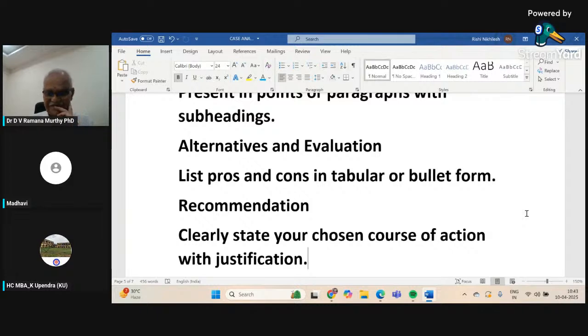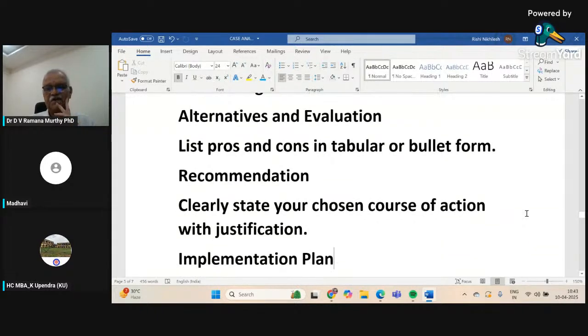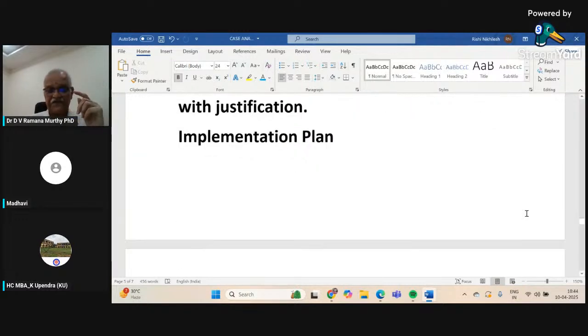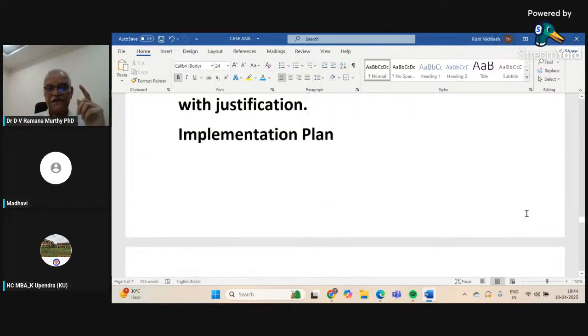That's the recommendation. Clearly state your chosen course of action with justification, mind it, because there are a lot of things involved here in order to implement your decision. The recommendation is not just a recommendation by itself. It is implementable, mind it. It should be feasible. It should be good enough from the financial health of the company as such. So justification of your course of action is very important. That's why your report must have a very crystal clear justification.